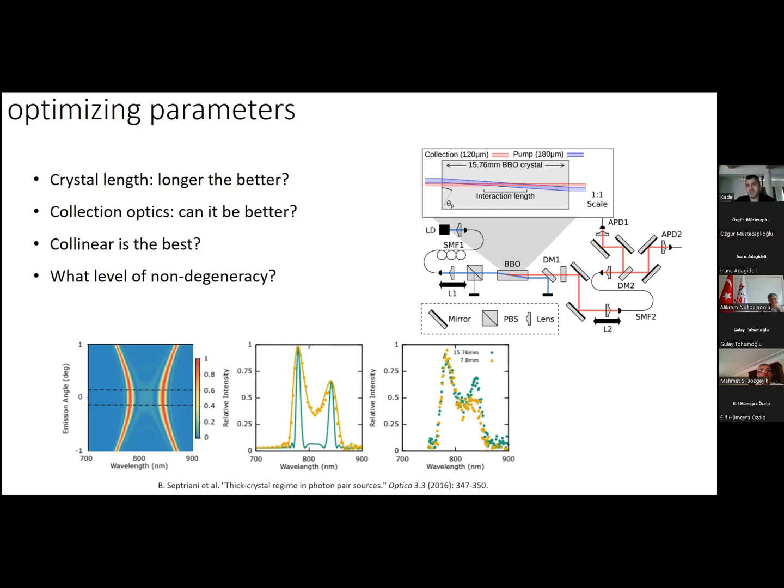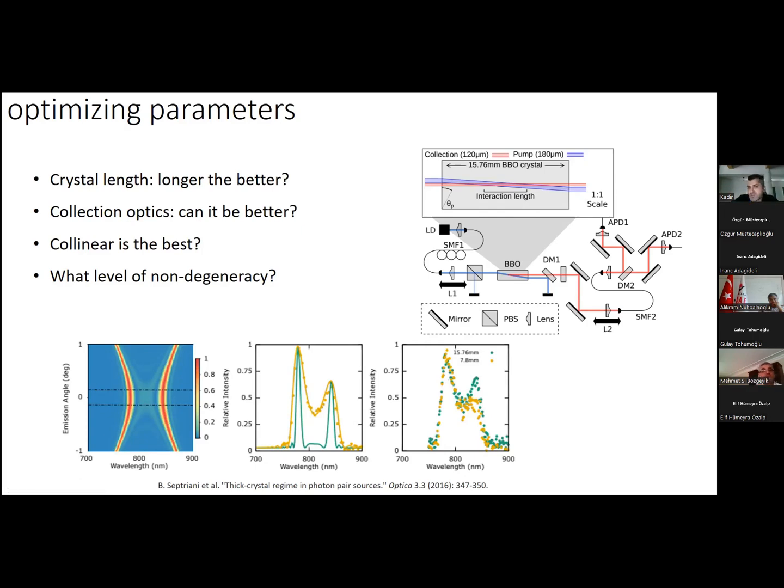So then what we did is we took 15.7 millimeter BBO crystals, as you see here, formed an entangled photon source, did the coincidence measurements, and looked at the spectrum as well. What we saw was totally surprising for us. Instead of this green spectrum, we saw the yellow one. It's really broad. And as you see here, 7.8 millimeter and 15.76 millimeter have almost the same spectrum. So it doesn't matter whether you use a long crystal or not. We realized that after 6 millimeters, the spectral distribution does not change so much.